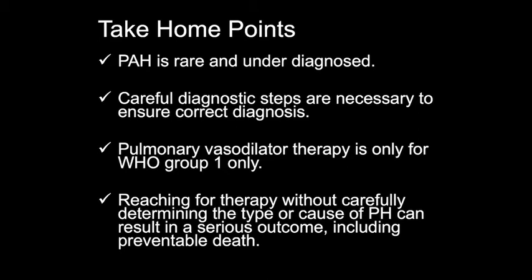But again, group 2 and group 3 are the most common causes, and worldwide it is schistosomiasis which is a cause of pulmonary hypertension. But in the United States, left ventricular diastolic dysfunction is the very common cause of pulmonary hypertension. So PH is common, but pulmonary arterial hypertension, which is group 1, is very rare.